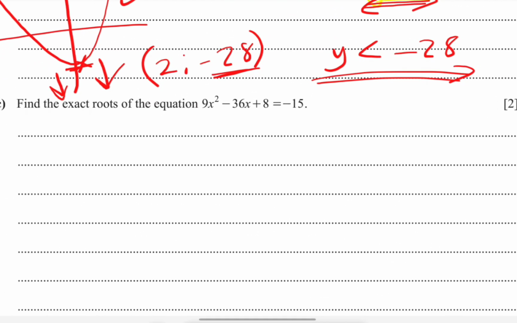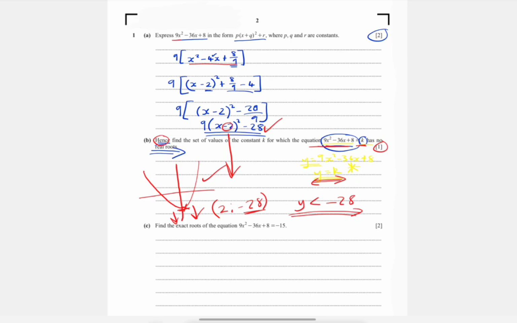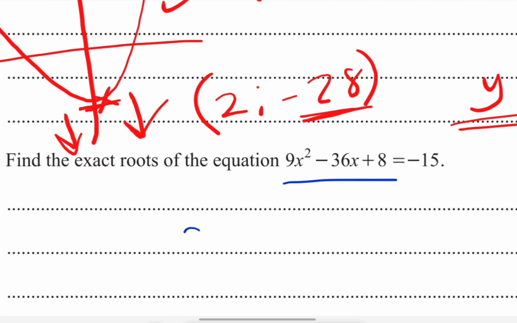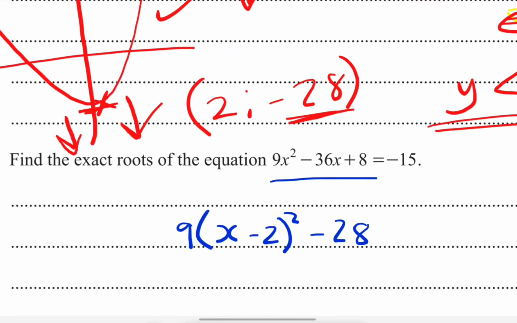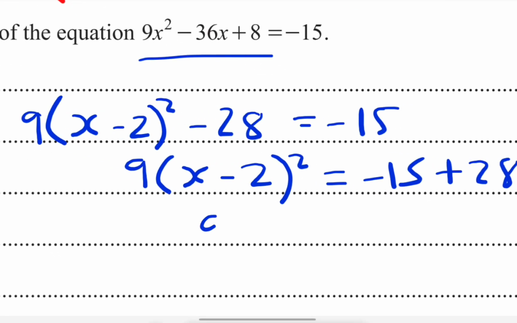Now part C is saying find the exact roots of the equation 9x squared minus 36x plus 8 is equal to minus 15. And I'm going to use the completed square form again for this part. So it's 9(x minus 2) squared minus 28. And we're being told that this is equal to minus 15. So 9(x minus 2) squared is equal to minus 15 plus 28. And this is 9(x minus 2) squared is equal to 13.